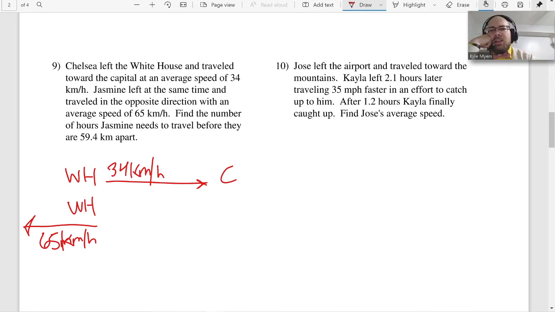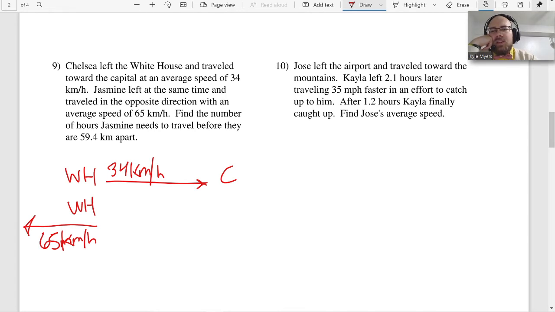So, for instance, the rate is kilometers per hour for both, and then the distance is 59.4 kilometers, right? So all the kilometers match up there. So that's why you don't have to worry about converting anything. All right. Anyways, okay. So Jasmine left at the same time, traveled in the opposite direction with an average speed of 65.